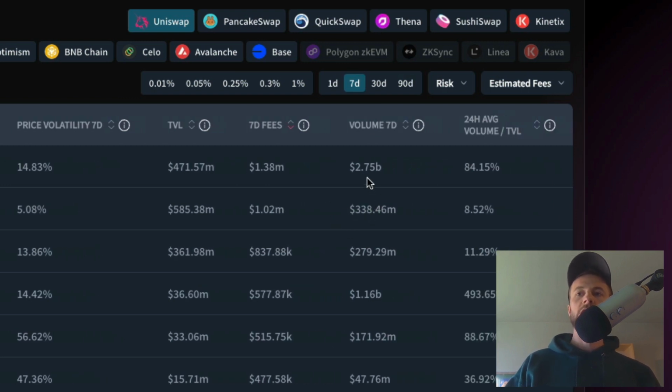Very similarly, volume is the amount of total volume going into the pool. So this is how much money the swappers are swapping in this pool, and obviously the fees are a percentage of that volume.